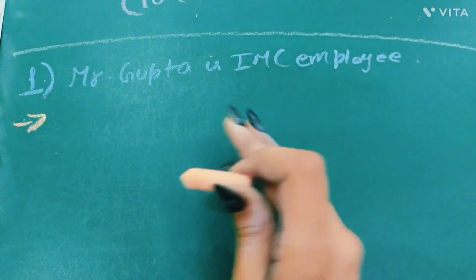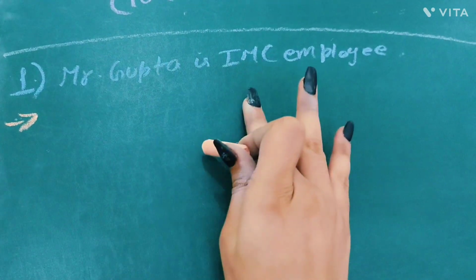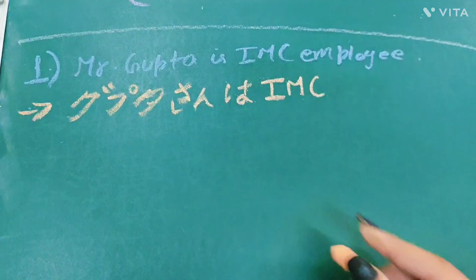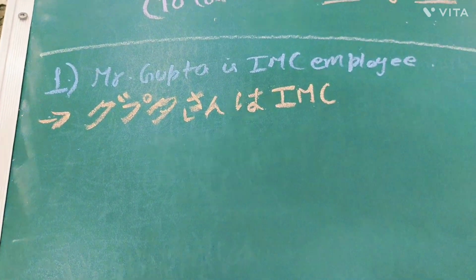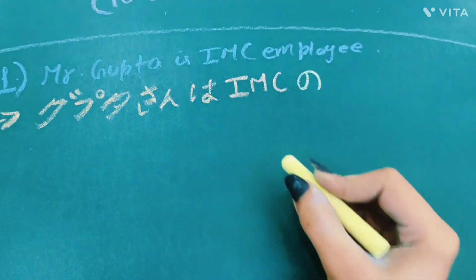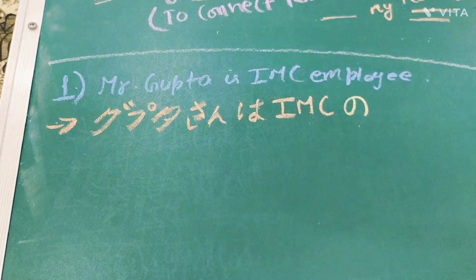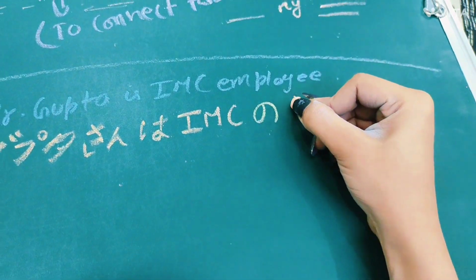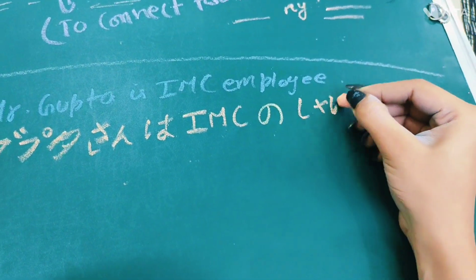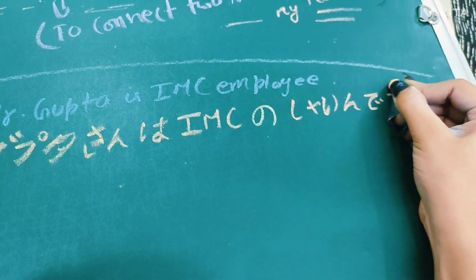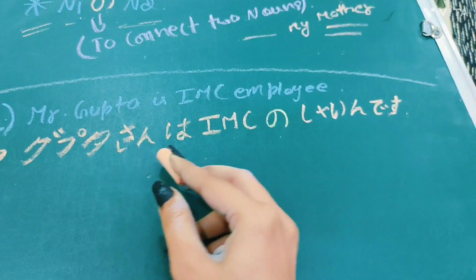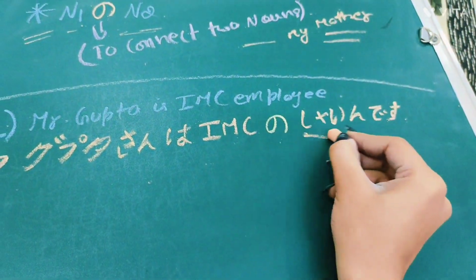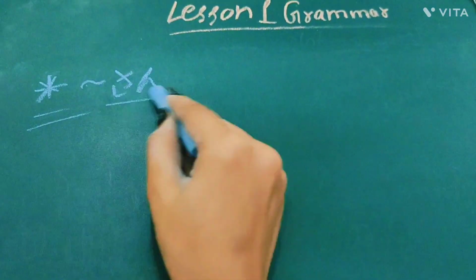Okay? So our first sentence is Mr. Gupta is an IMC employee. Gupta-san wa IMC no 社員です。Mr. Gupta is an IMC employee. 社員 is employee.